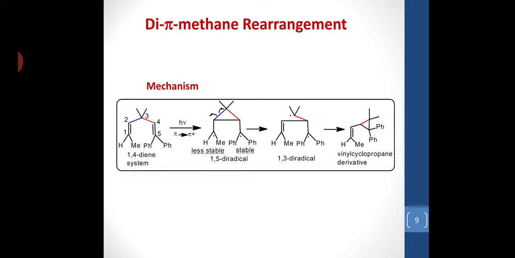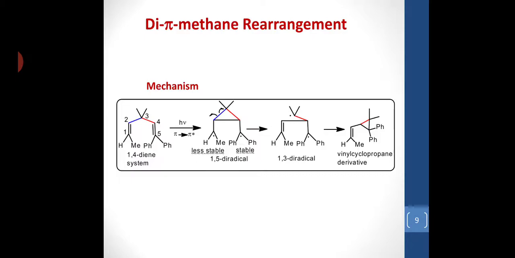Which bond will break? The blue bond will break, leading to the formation of 1,3 diradical, and this 1,3 diradical will combine to form the cyclopropane ring, and the final product is vinyl cyclopropane derivative. Now I hope you understood why the regioselectivity of the reaction will depend on diradical stability.